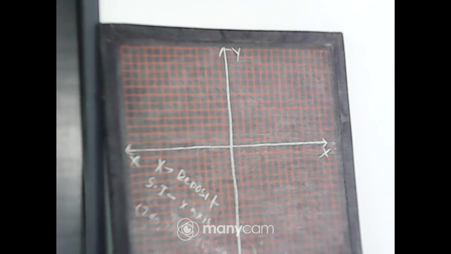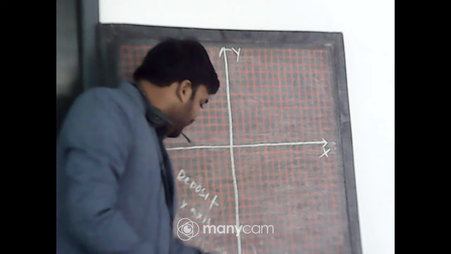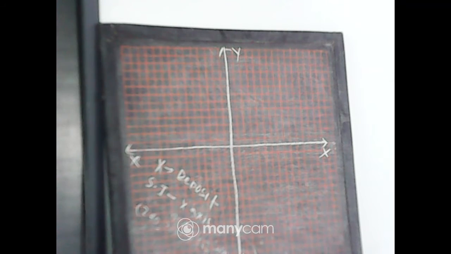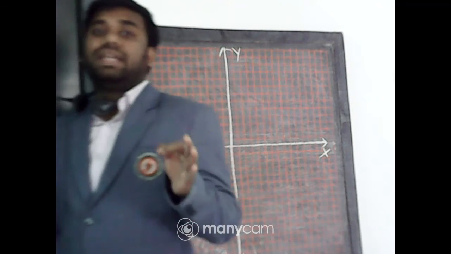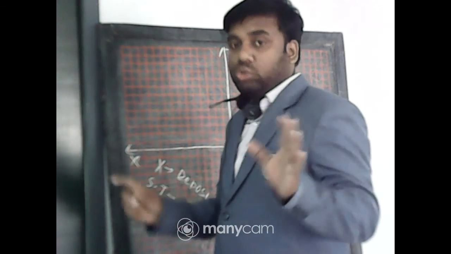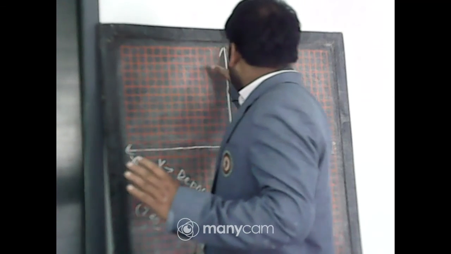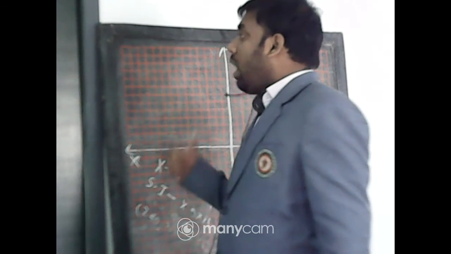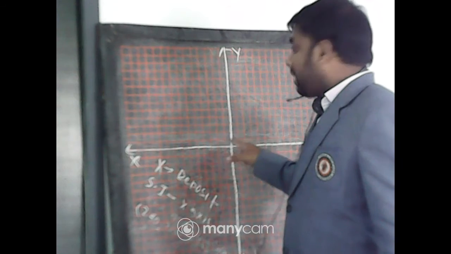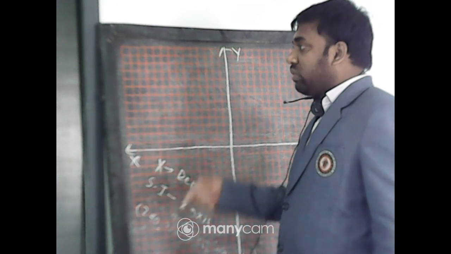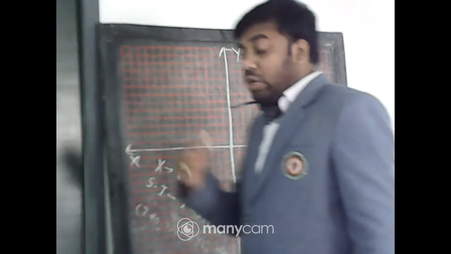Okay, 5400. Now students, I am denoting the deposit along the y axis and the simple interest along the x axis. Simple interest along the x axis and deposit on the y axis. Now what to do? First of all, in this graph, it is very difficult to mark 1000, 2000, 3000, 4000, 5000. So we need to choose the scale.